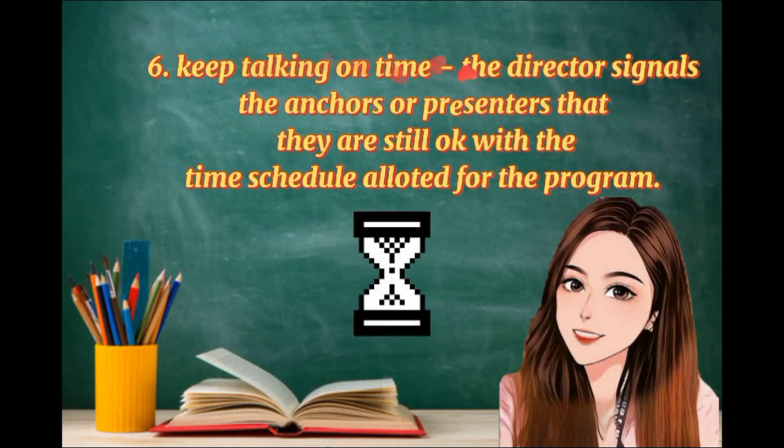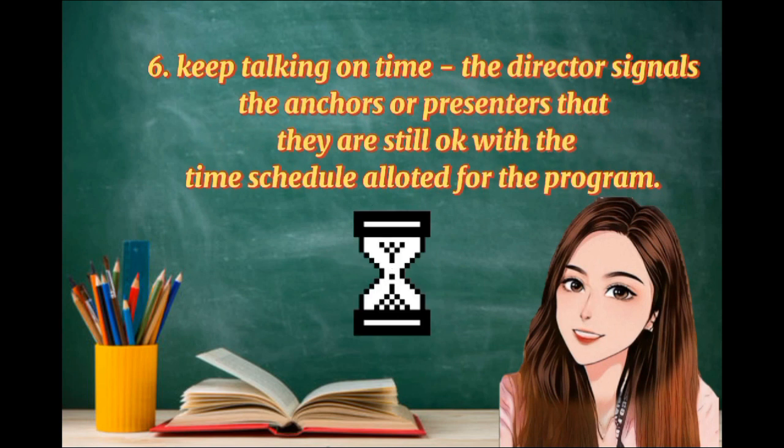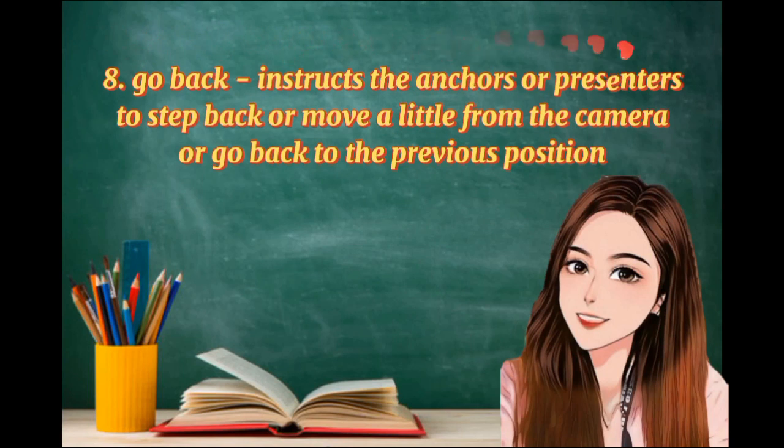The director signals the anchors or presenters that they are still okay with the time schedule allotted for the program. Number 7. Come closer. It instructs the anchors or presenters to go nearer or closer to the camera. Number 8. Go back. Here, the director instructs the anchors or presenters to step back or move a little from the camera or go back to the previous position.